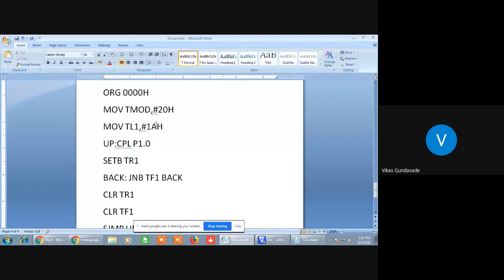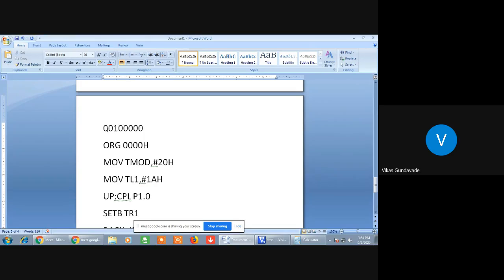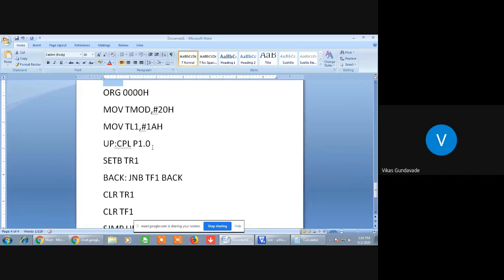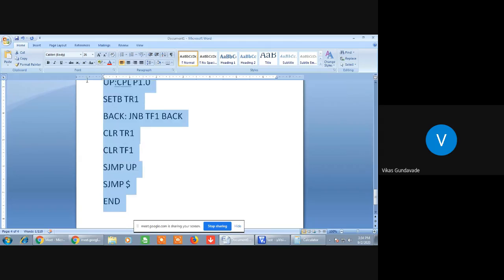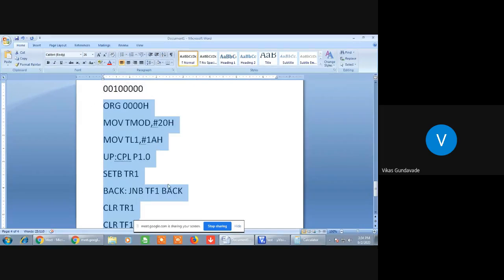Okay, so got it. So here what we have done: for the TMOD register, as we are using timer 1, the value will get changed. Then for the count, we have taken the count into the TL1 register. Okay, that is 1A, and we have just complemented port 1.0, that is for event generation. And after that, we have started the timer and we check the status of the TF1 bit. Okay, so the same program we will take into Keil.